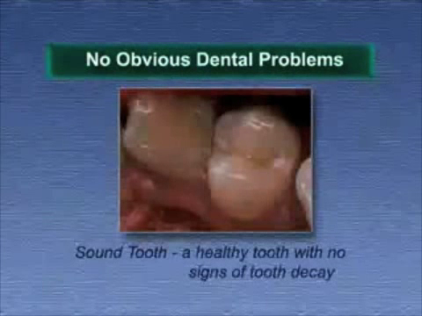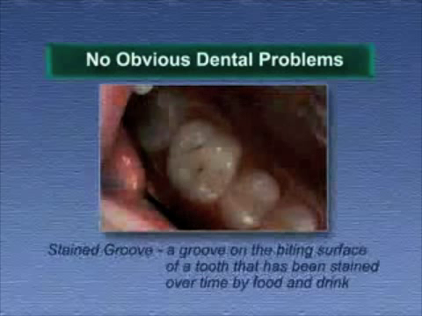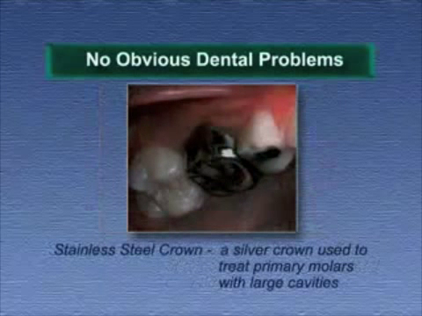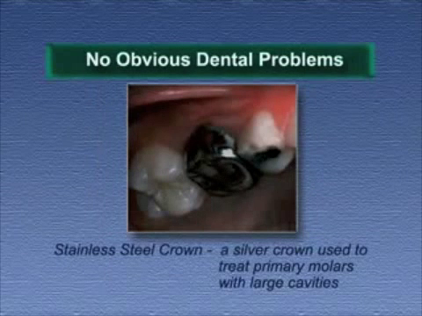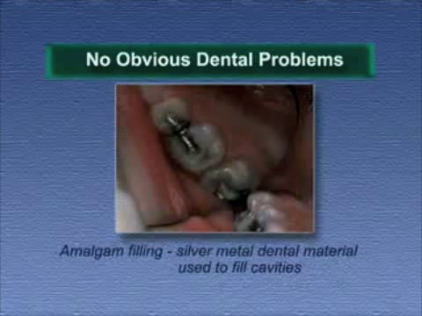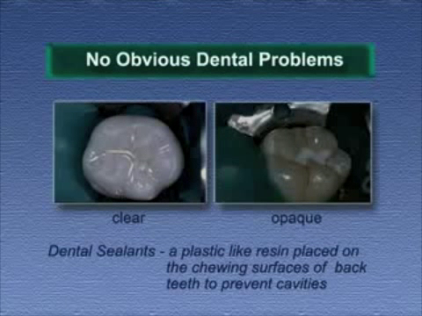No obvious dental problems. Sound tooth, a healthy tooth with no signs of tooth decay. Stained groove, a groove on the biting surface of a tooth that has been stained over time by food and drink. Stainless steel crown, silver crown used to treat primary molars with large cavities. Amalgam filling, silver metal dental material called amalgam used to fill cavities. Dental sealants, a plastic-like resin placed on the chewing surfaces of back teeth to prevent cavities. They can be clear or opaque.